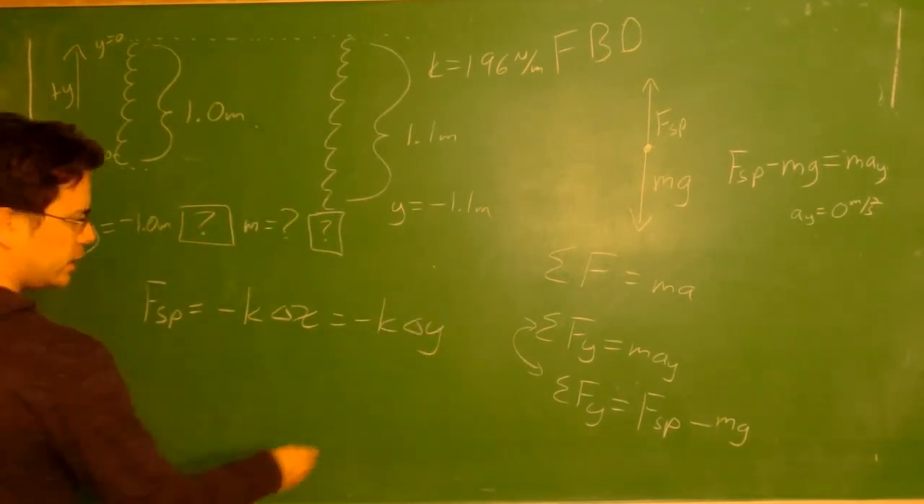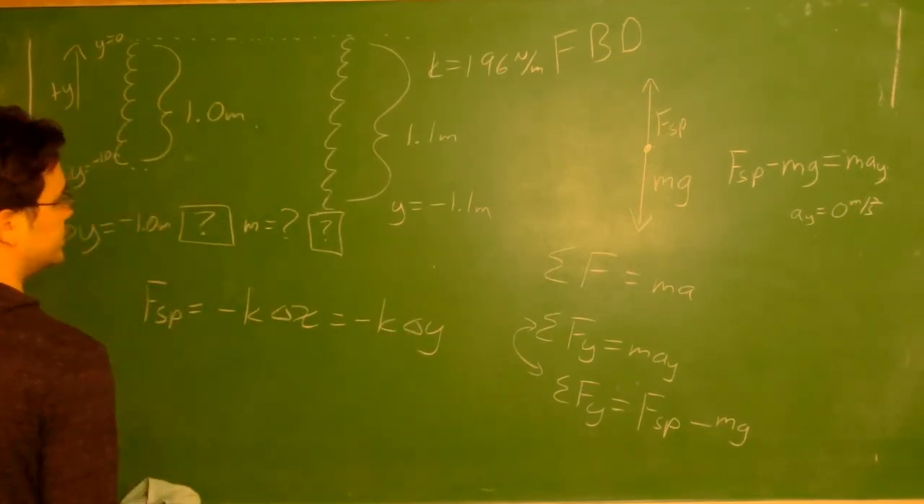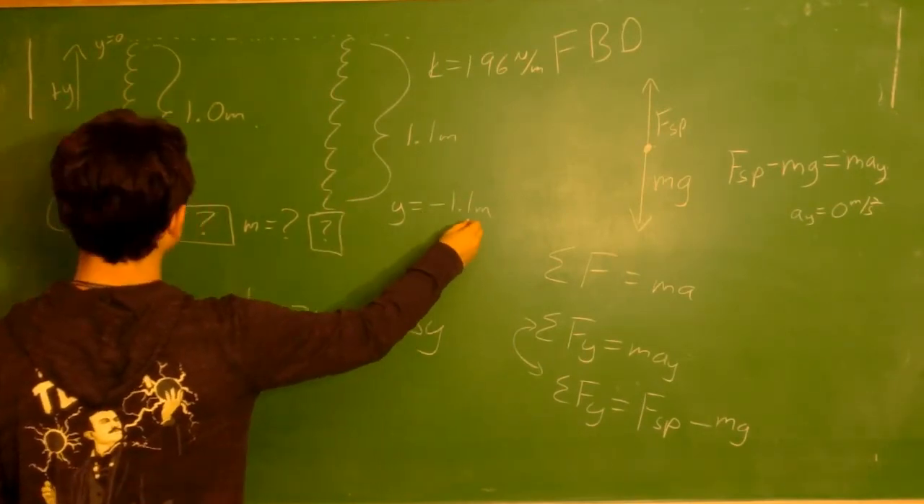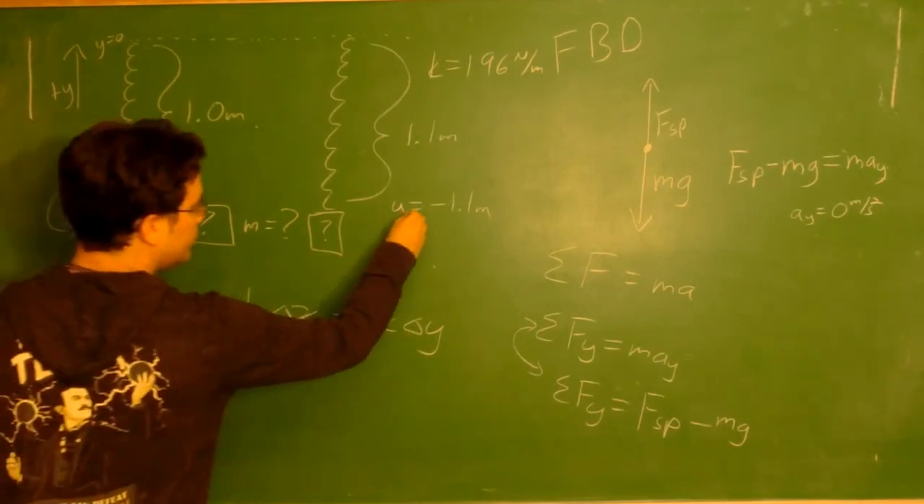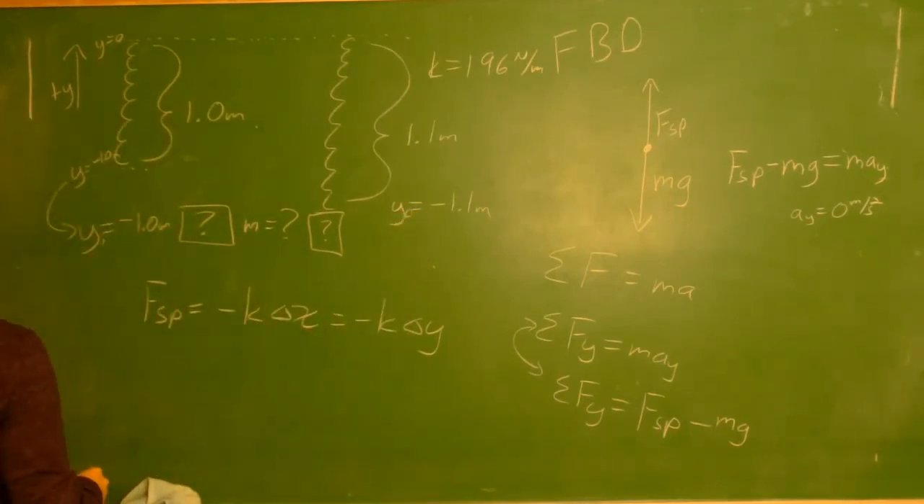Delta, what does that mean again? It means change, but specifically it means final minus initial. Well, here's my final situation, right? I have negative 1.1 meters as my y final, and my y initial is over here at negative 1.0 meters.